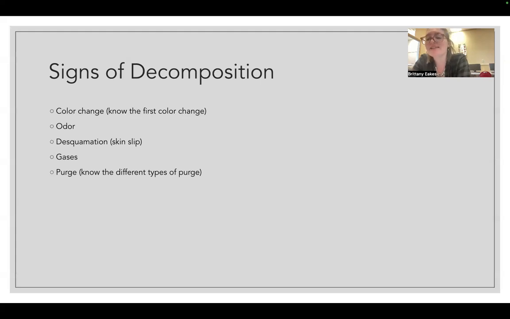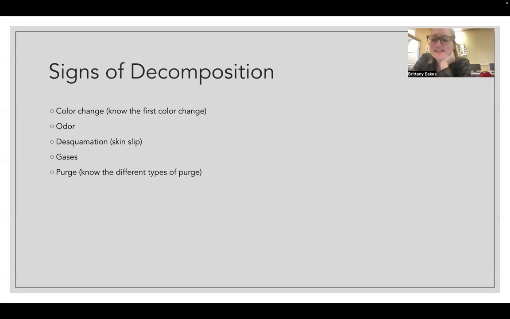Desquamation, also known as skin slip, is the hydrolysis of collagen and elastin that causes the superficial skin to be pulled away easily from the deeper skin layers. As decomp progresses, the accumulation of gases and liquids separate the layers of the skin and it forms blisters.